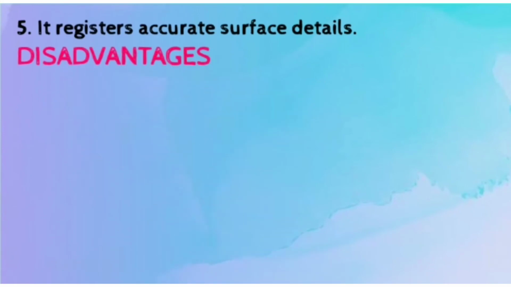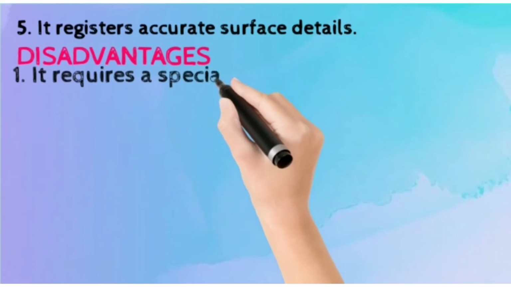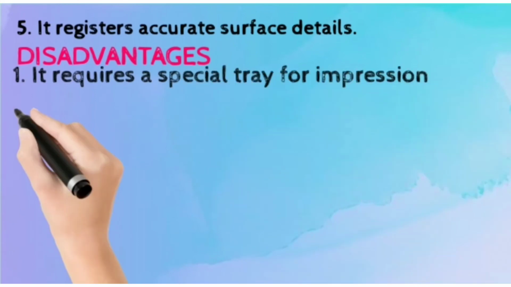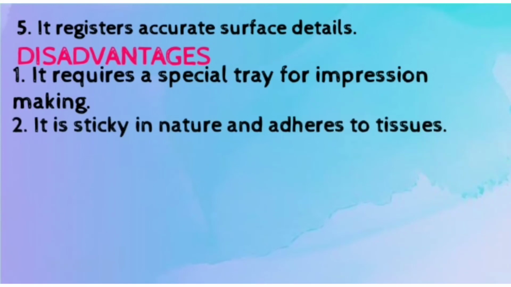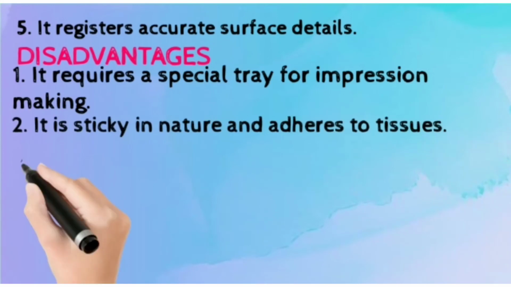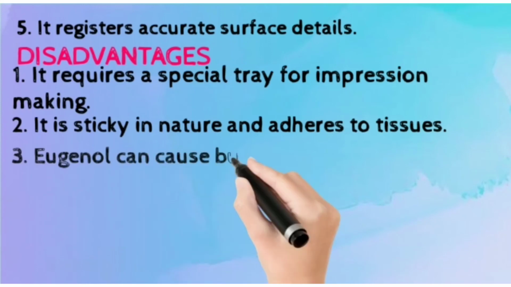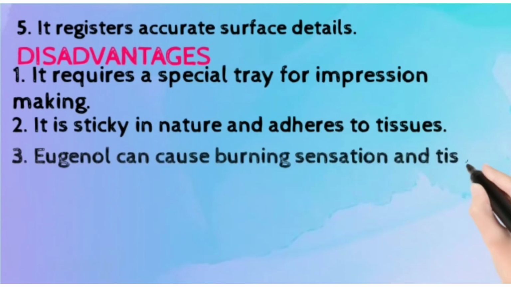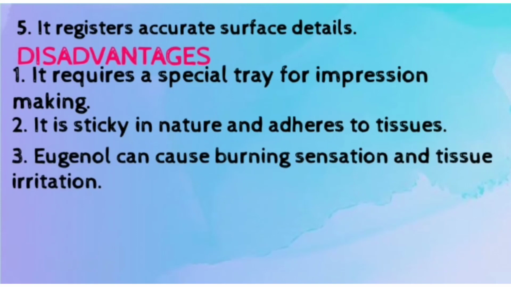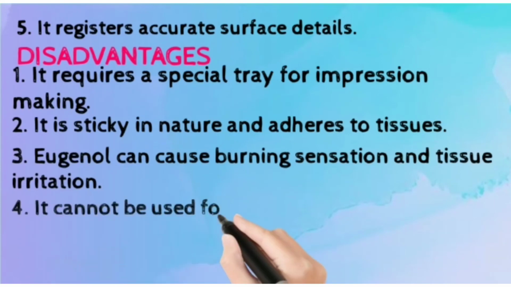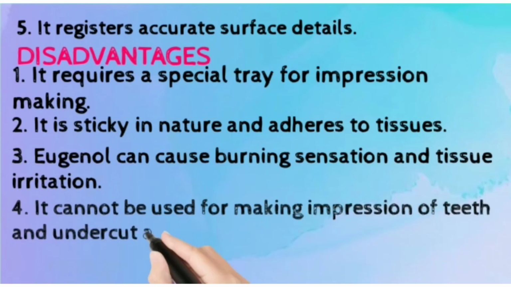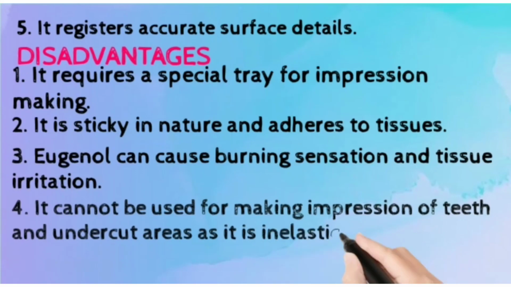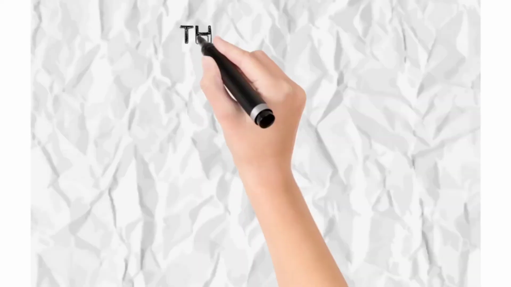Then disadvantages. It requires a special tray for impression making. So this is a disadvantage. Then it is sticky in nature and adheres to the tissues as well. Then eugenol can cause burning sensation, I told you. So this is the major drawback for this. And then it cannot be used for making impressions of teeth and undercut areas as it is inelastic in nature. It is inelastic.